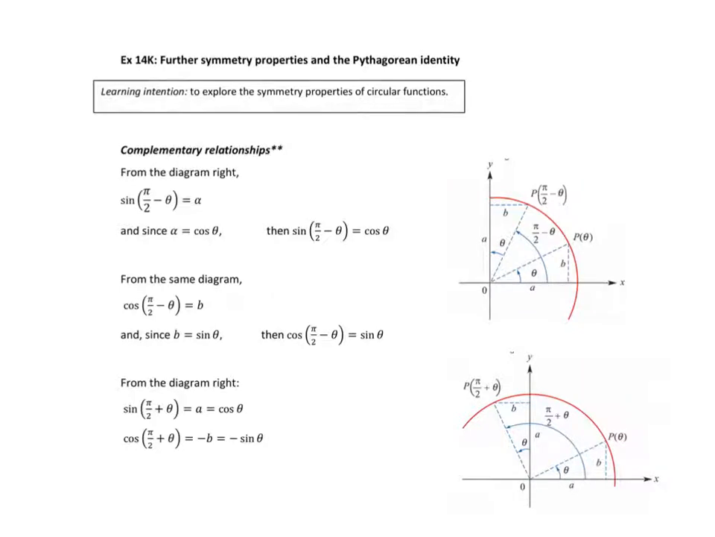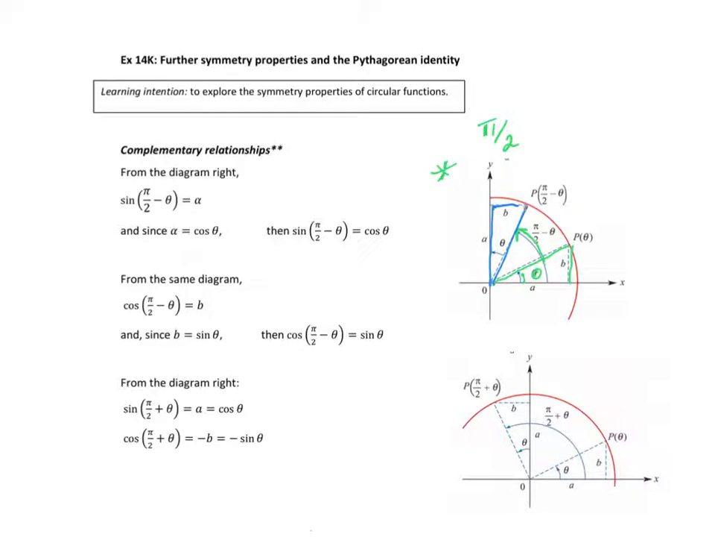So here we're going to look at some more relationships between the angles and our triangles. So let's have a look at this first diagram here. What you can see is that our original triangle with an angle of theta has been moved around to here. So now it's been moved pi on 2 minus theta, because this is pi on 2 up here.